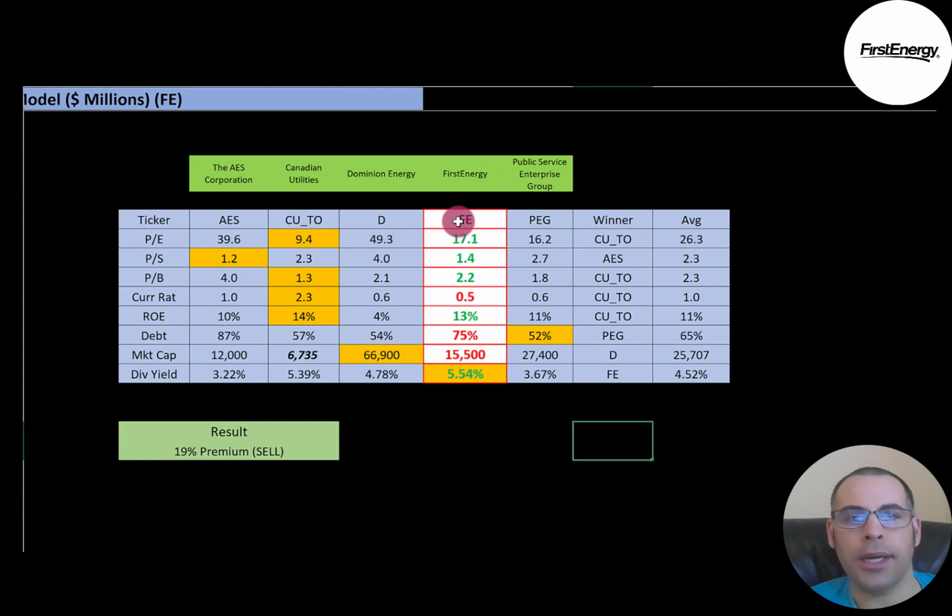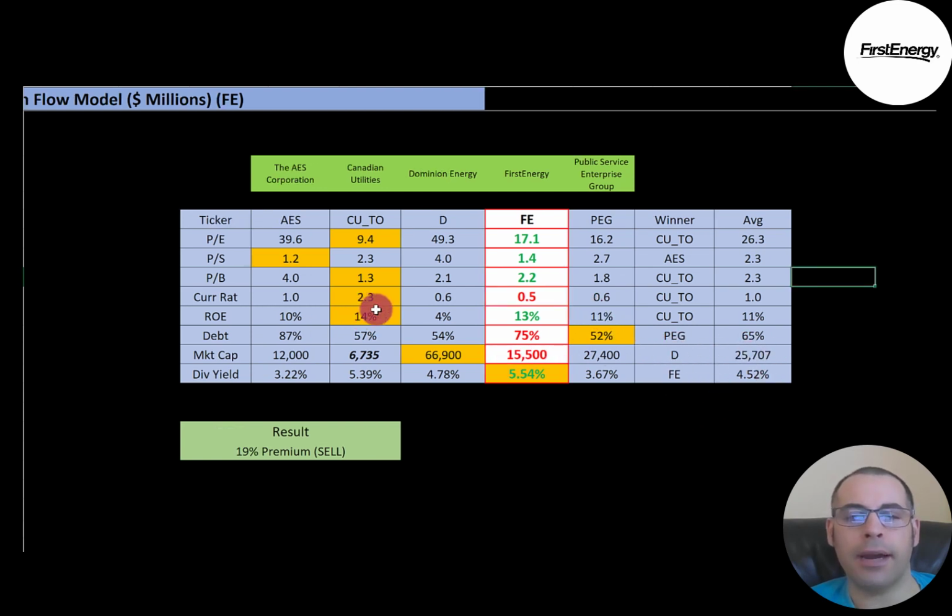And if FirstEnergy has a number in green, they're better than the average. If they have a number in red, they're worse than the average. So they are better in PE, price to sales, and price to book. They're doing worse in current ratio, a little better in ROE, worse in debt, worse in market cap. They do pay the highest dividend. They have a 5.5% dividend yield. The average is 4.5%. To summarize, I have them trading at a 19% premium. Their ratios look decent, but their financials are a bit weak.